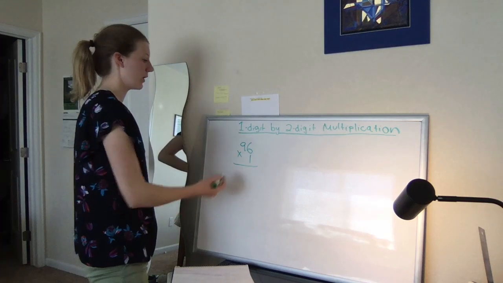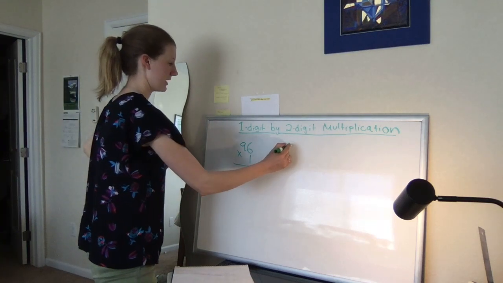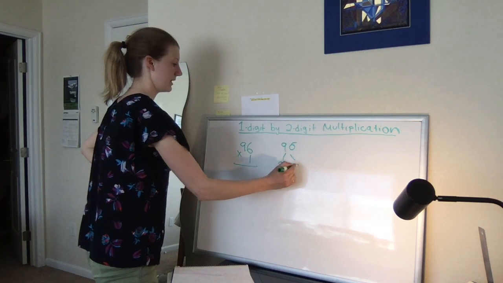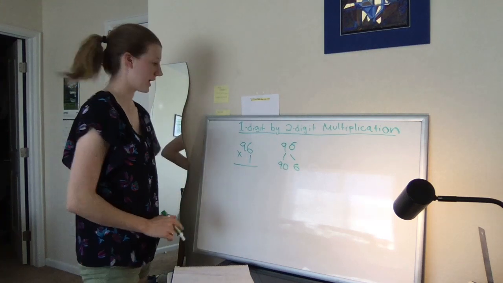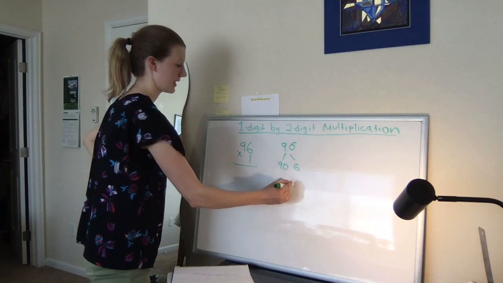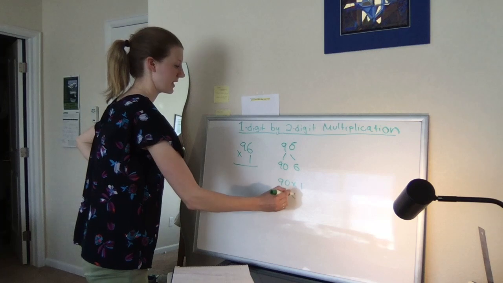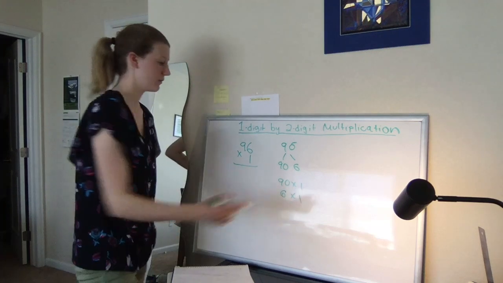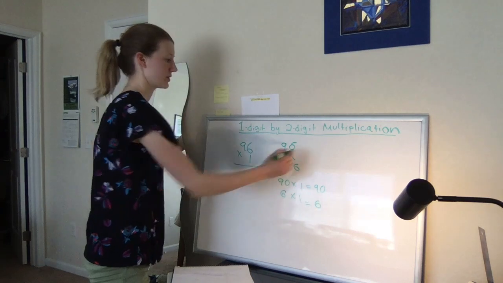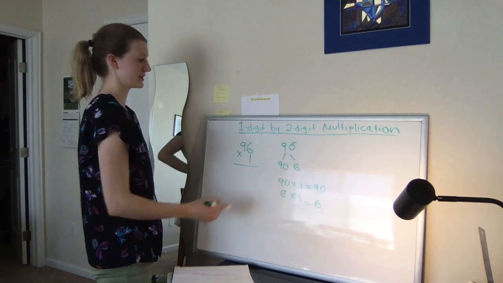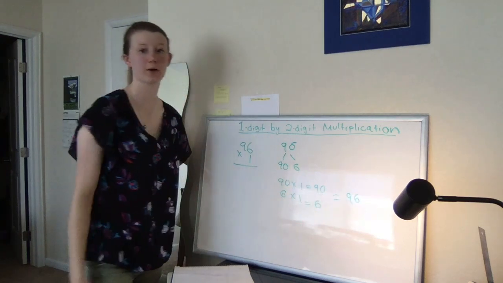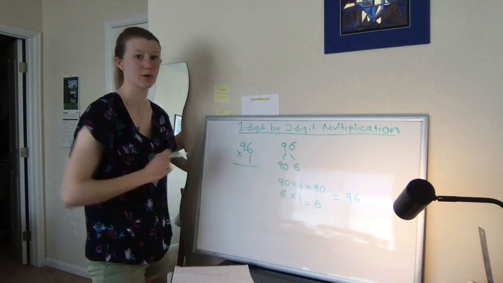Okay, so one way to do this is we could know that 96 is the same as 90 and 6. Okay, so one way to solve this problem is we could do 90 times 1 and 6 times 1. Okay, we know the answer would be 90 and 6. So our answer should be 90 plus 6. It equals 96. Okay, I'm going to show you the second way to do it.